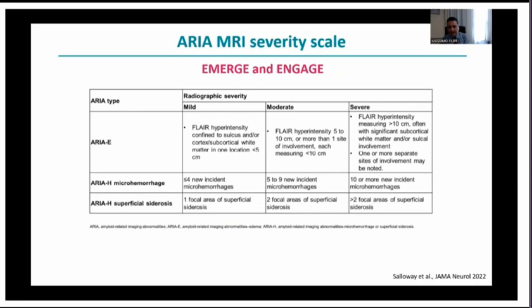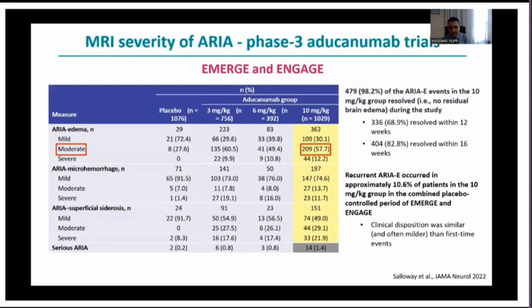For ARIA-E, it is based essentially on the size and location of the lesions. For ARIA-H, it is mainly due to the number of abnormalities which can be seen, and this allows you to differentiate ARIA-E and the two forms of ARIA-H into mild, moderate, and severe. And this is fundamental to understand how the patient should be managed in case these abnormalities occur.